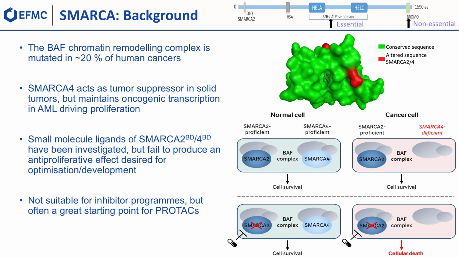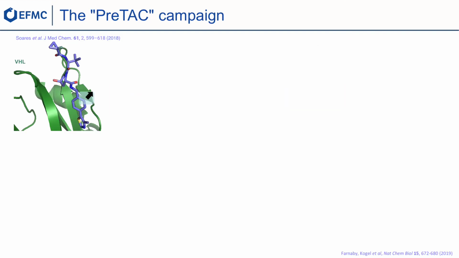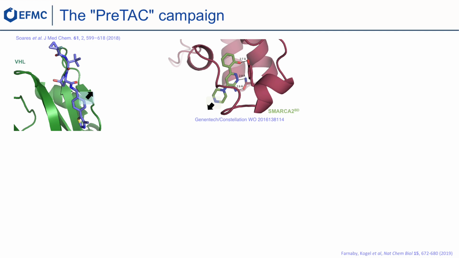In PROTAC programs, often known small molecule ligands are attractive starting points, provided a suitable conjugating exit vector can link to a suitable E3 ligase. With this in mind, we utilized our own experience with VHL ligase binders alongside known Genentech SMARCA bromodomain binders to create our first library of PROTACs.